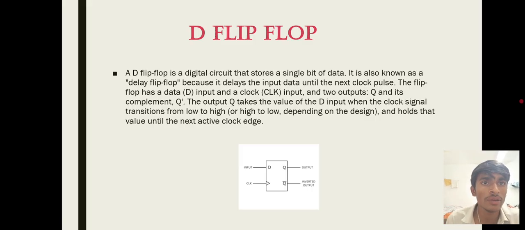A D flip-flop is a digital circuit that stores a single bit of data. It is also known as a delay flip-flop because it delays the input data until the next clock pulse arrives. The flip-flop has a data input D and a clock pulse input, and it has two outputs, Q and its complement Q bar. The output Q takes the value of the D input when the clock signal transitions from low to high, and holds that value until the next active clock edge.